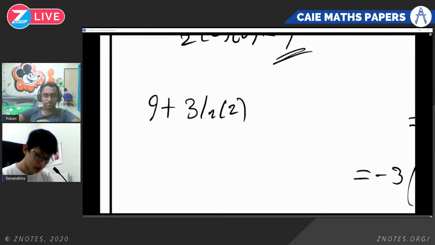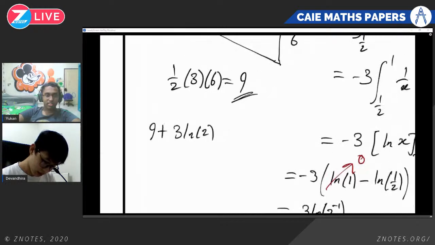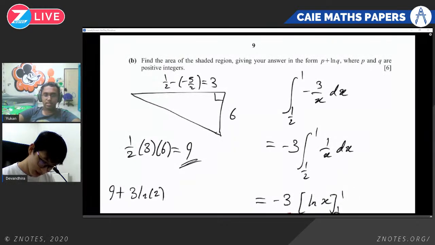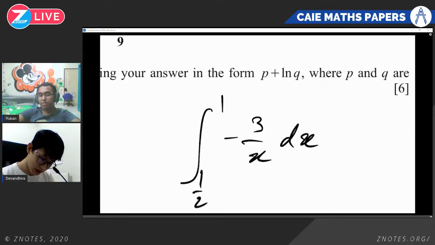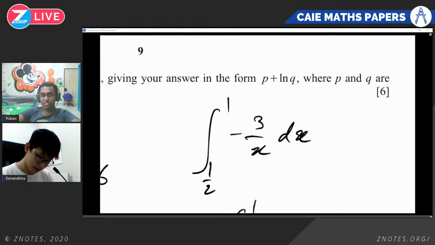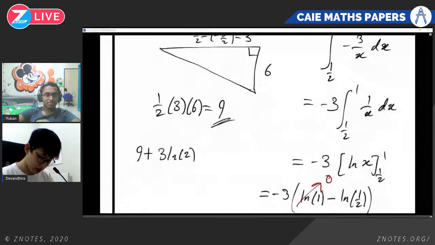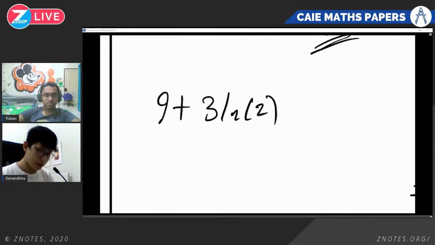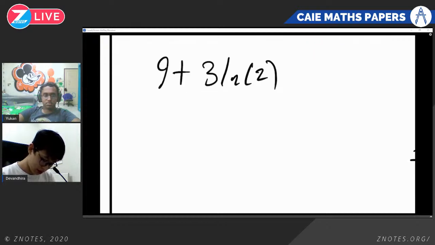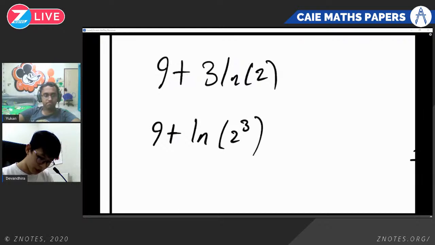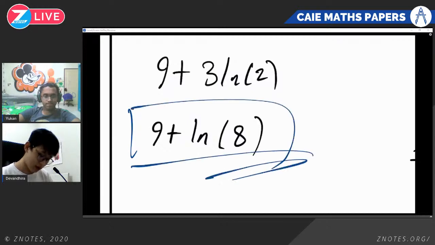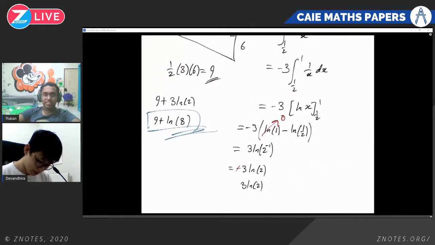All right. But is this our final answer? No, the question wanted it in the form p plus ln q. There's no coefficient of ln. Exactly. So that means, again, by the same property, we'll bring the coefficient up to the power. So we have 9 plus ln of 2 to the power 3. 2 to the power 3 is just 8. I'm just going to replace it with 8. And that is your final answer. Is that right, Yugen? Yeah, that's right.